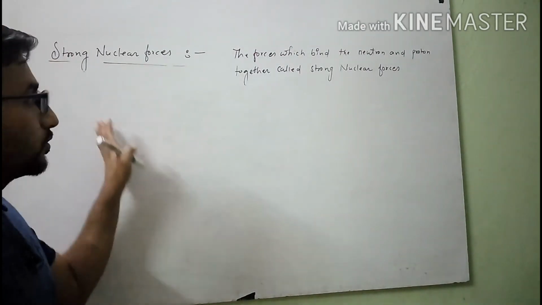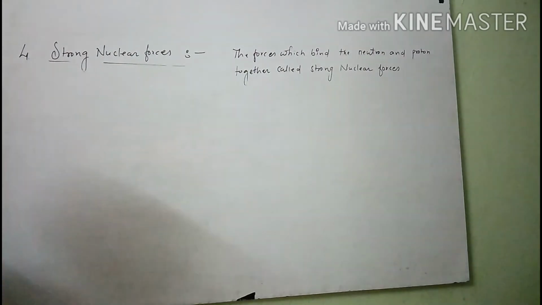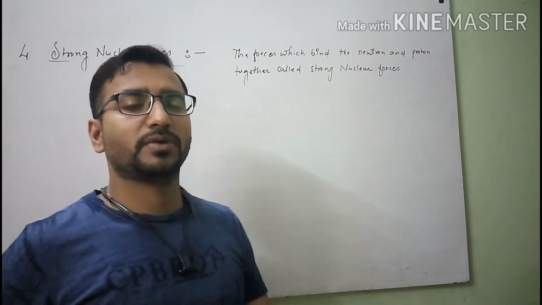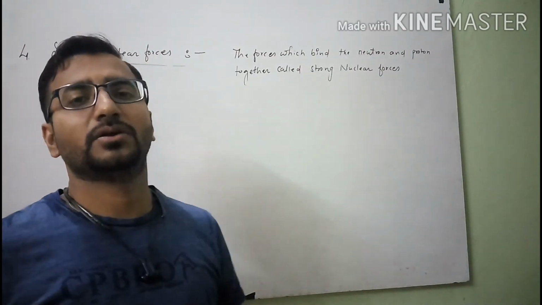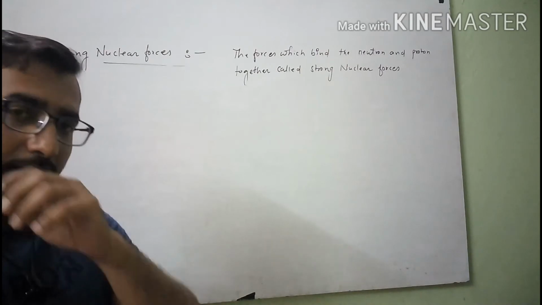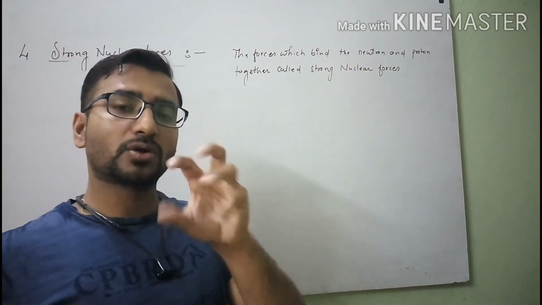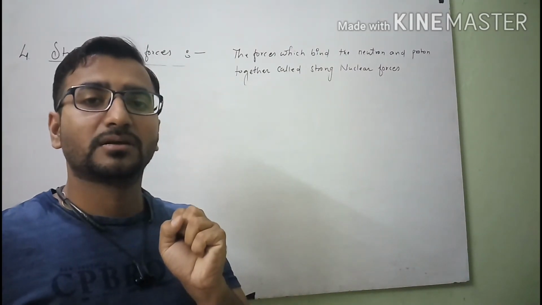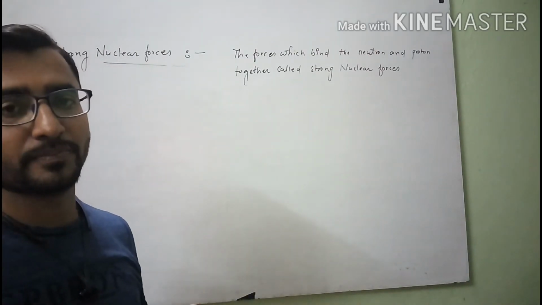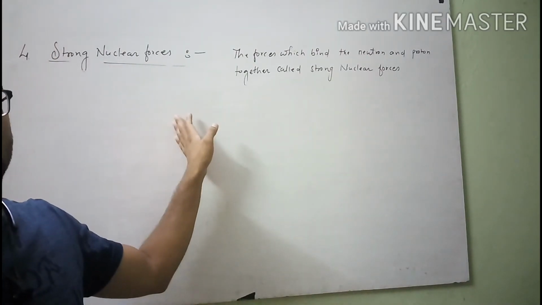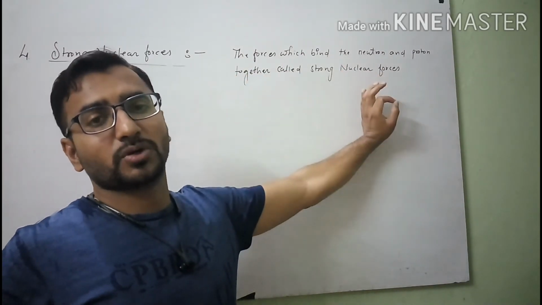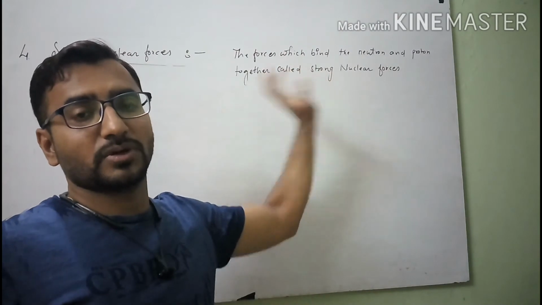So see here, our fourth topic is strong nuclear forces. In these forces, we will talk about the force which acts between protons and neutrons in the nucleus. As you know, in the nucleus, protons and neutrons bind together, and they bind together because of these strong nuclear forces. This means that strong nuclear forces are the forces which bind neutrons and protons in the nucleus together.